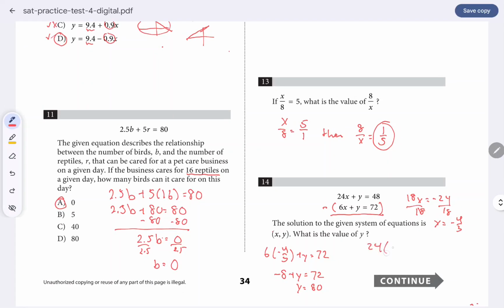If I were to put it into the other equation, 24 and 3 cancel out to 8. Negative 8 times 4 is negative 32. You add 32 to both sides, and you're going to get 80.